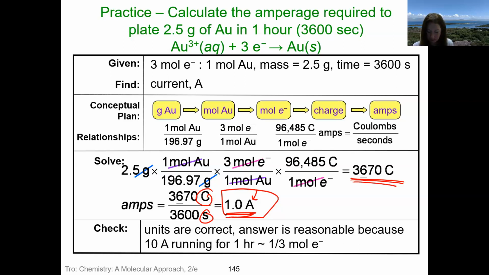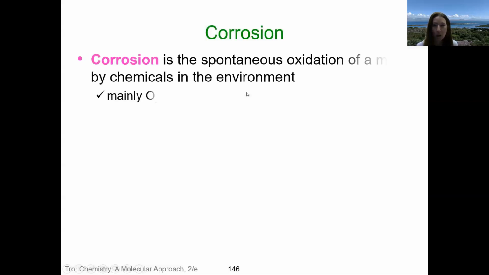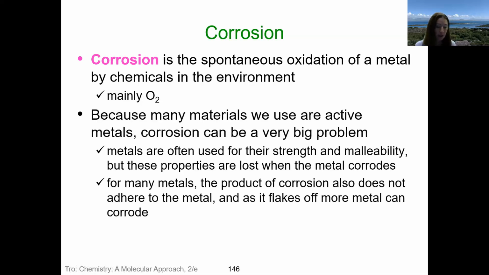Okay, now we're going to talk briefly about corrosion, because it's a very great thing for electrochemistry and completely applicable to our lives. So what is corrosion? Corrosion is just the spontaneous oxidation of a metal by chemicals in the environment, mostly oxygen. Many of the materials that we have are active metals, so corrosion is a really big problem, because why do we use metals? Because of their strength and malleability, right? All the properties of metals. But when corrosion occurs, some metals actually become stronger, and some disintegrate. It depends on the metals.